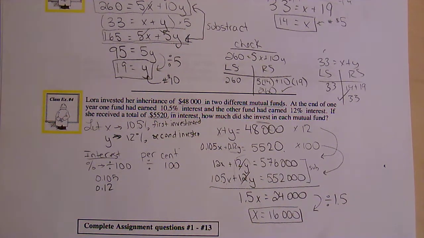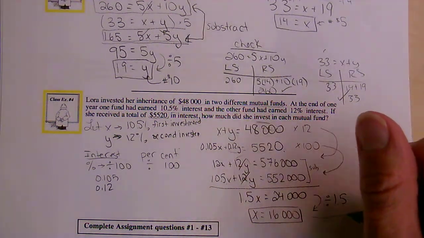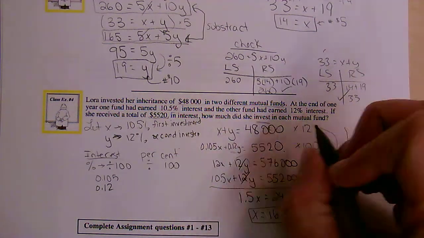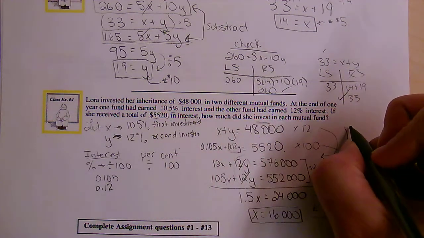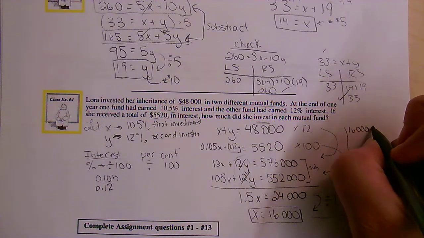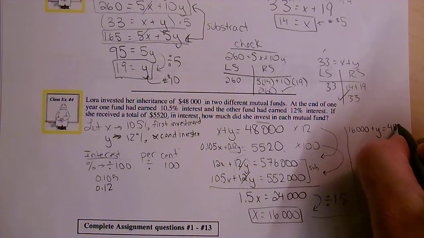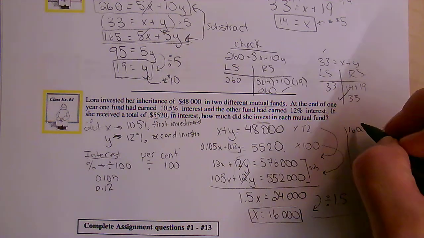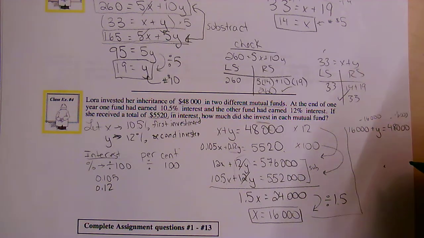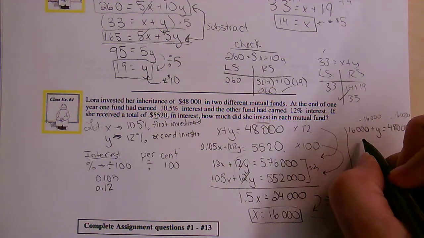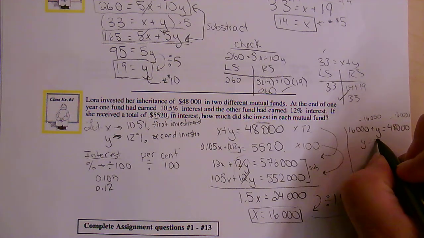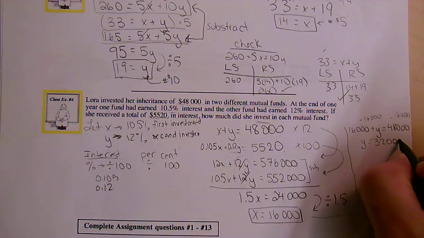Okay, so I'm not done yet. I have to now solve and plug in. So I would use this easier one here. x plus y is equal to 48,000. Well, that's going to give me 16,000 plus y is equal to 48,000. And then I'm going to scoot that 16,000 over there. 48,000 subtract 16,000 gives me 32,000.